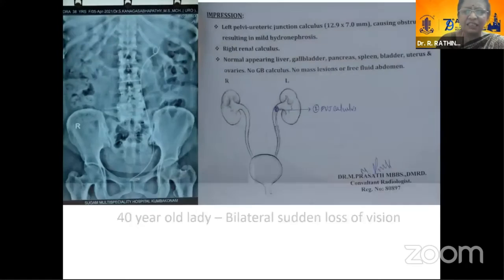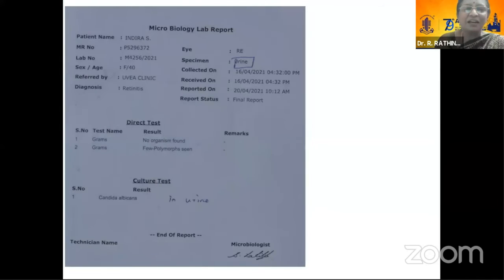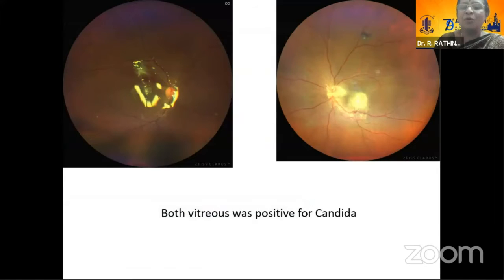And when we asked the history, she had a stent, and it was after calculi removal, they placed the stent inside for 15 days. Because of that, she had candidiasis in her bladder, urine grew Candida albicans, and vitrectomy was done in both eyes, Candida grew in both eye vitreous. So here is an extremely different case. First case, we thought infection, and it was autoimmune disease. In the second case, we thought it is toxoplasmosis, but it was candidiasis.